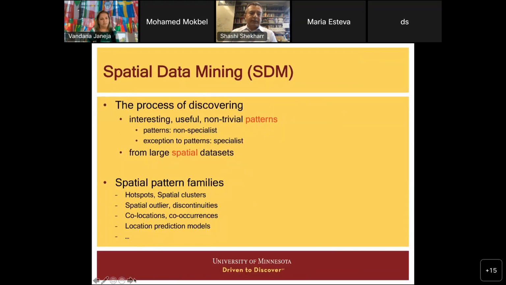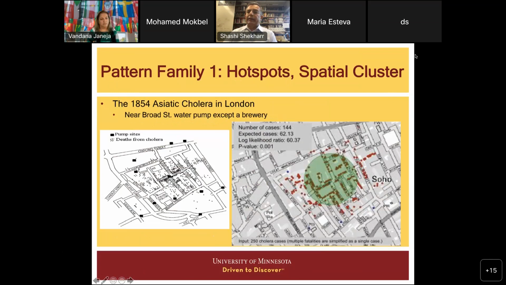So let's look at what these patterns look like, and I just want to illustrate them so we get an intuition. The London cholera story is linked to the first family of patterns called hotspots. And probably all of us have heard this a lot during the pandemic, so I'm not going to dwell on it too much. Intuitively, it's a geographic area where the density of some phenomena is much higher inside that area than outside.